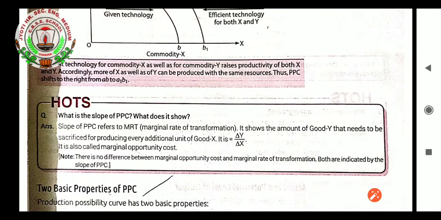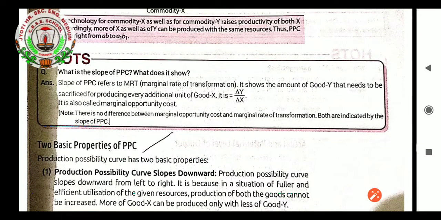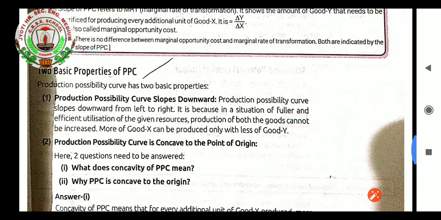If we look at the change in the production of wheat, as we saw earlier, wheat production was 100, and then it changes from 100 to 90, and a sudden change we can see in the rice production, from 0 to 10. So this way the PPC changes, when more change in Y brings more change in X. It is also called marginal opportunity cost. There is no difference between marginal opportunity cost and marginal rate of transformation. Both are indicated by the slope of PPC.